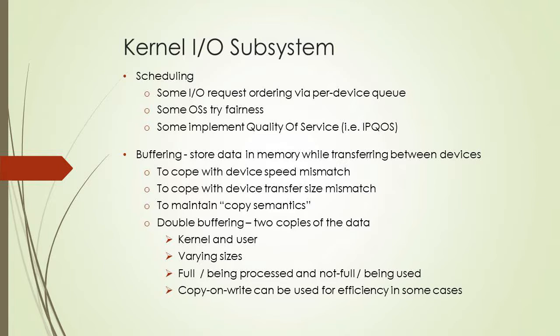Buffering is also used to maintain copy semantics. Double buffering: two copies of the data, kernel and user, of varying size, the full one being processed and the not-full one being used. Copy-on-write can be used for efficiency in some cases.